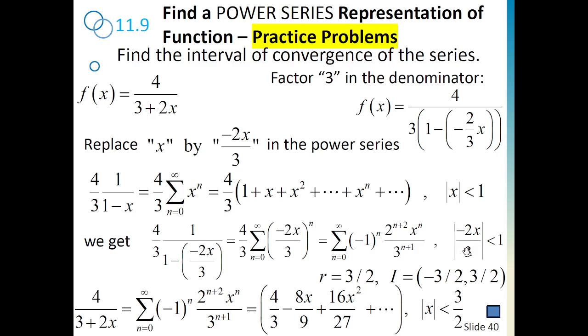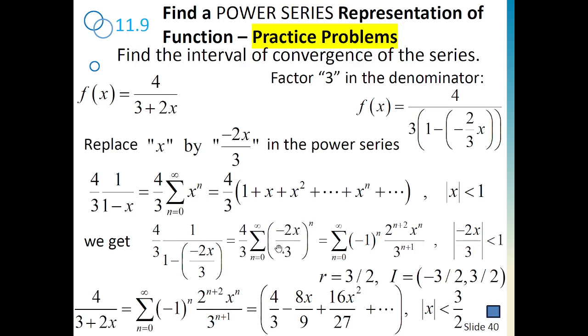This is super important, because now if I rewrite it, this will be absolute value 2x smaller than 3, so absolute value x smaller than 3 over 2, right? So the interval is negative 3 over 2 and positive 3 over 2, the radius is 3 over 2. Very important. So now it's pretty much over.